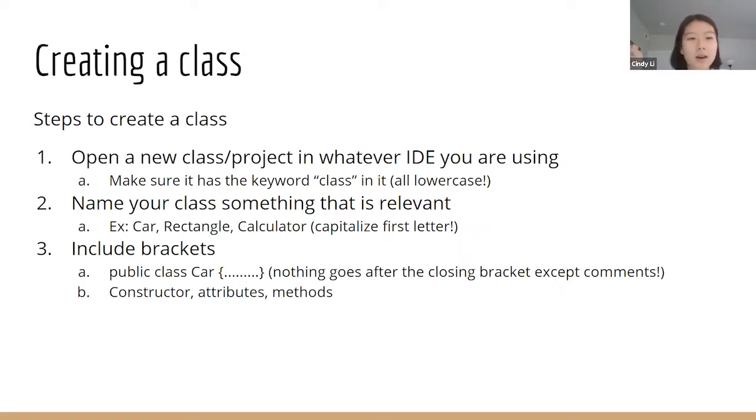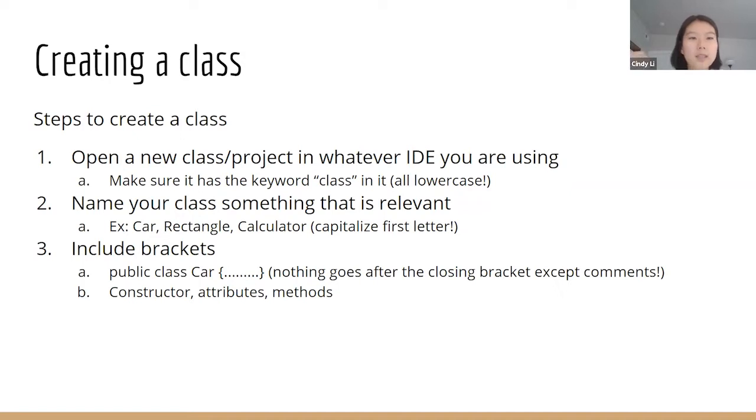Okay. Third, you have to include brackets. So for example, public class Car, open bracket, and at the very end, after all your code has finished, you put a close bracket. Nothing goes after the closing bracket except comments. Now, I wouldn't even suggest putting comments after the closing bracket because it's very easy to forget to comment them, or you accidentally uncomment them, and then when you compile, Java throws an error and it's really annoying. But that's always the case with comments. You can put them anywhere, but there are easier places to keep track of them.